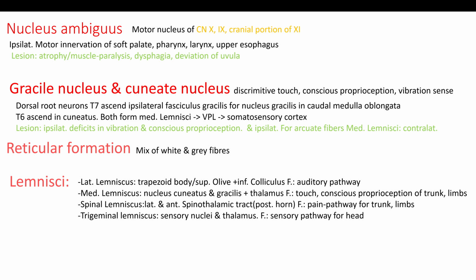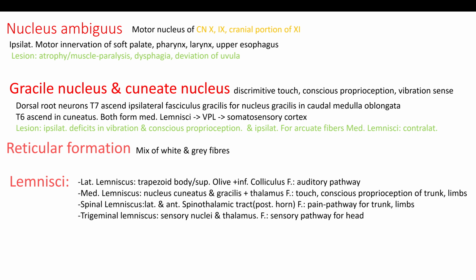Across the midline and form the medial lemniscus. The medial lemniscus goes to the ventral posterior lateral nucleus of the thalamus, VPL, and they project to the somatosensory cortex. A lesion at fasciculus gracilis, nucleus gracilis, and nucleus cuneatus results in ipsilateral deficits in two-point discrimination, the vibration sense, and conscious proprioception from leg and arm.